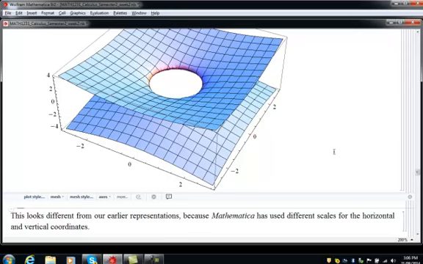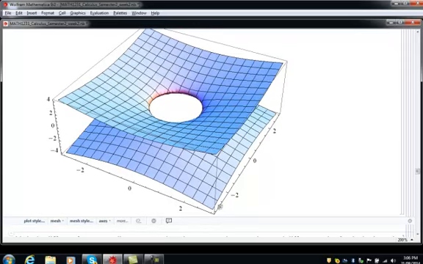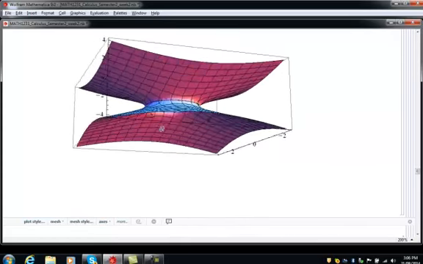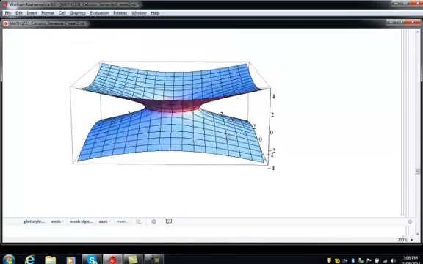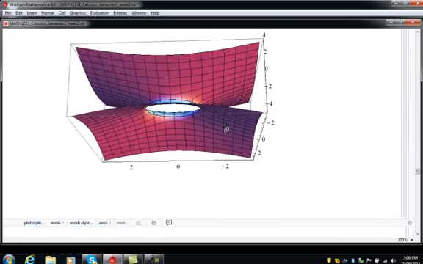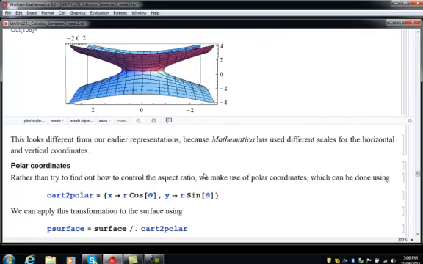Now this looks a bit different from our original representation. Oh, we can do another thing with all this. We can rotate it around so you can get some idea of what the surface looks like. But it looks a bit different from our original representation, and you can see the reason for this is that the scale on the vertical axis is different from the scale on the horizontal axis. So the whole surface has been compressed downwards.